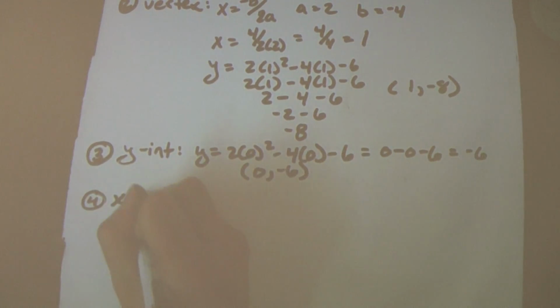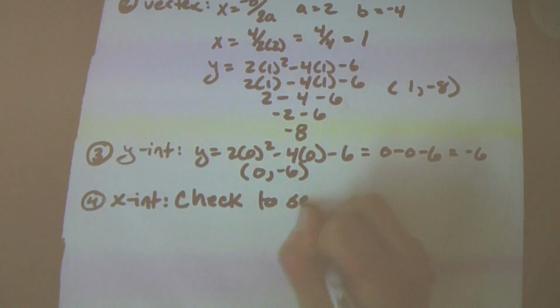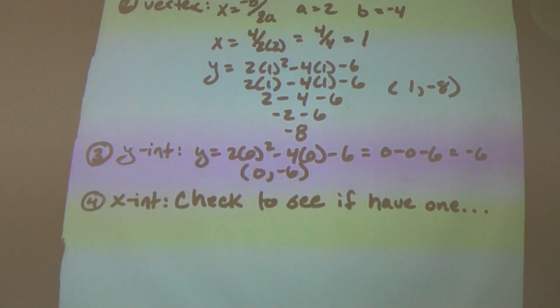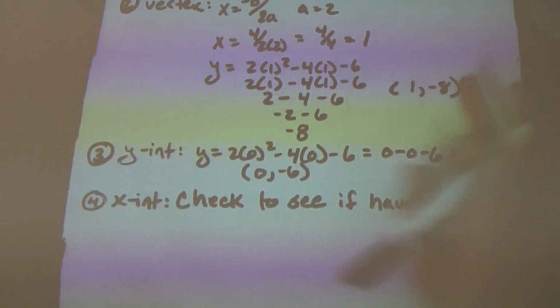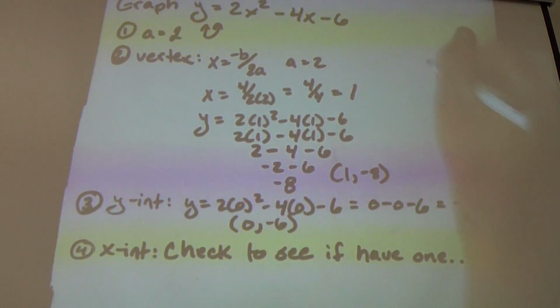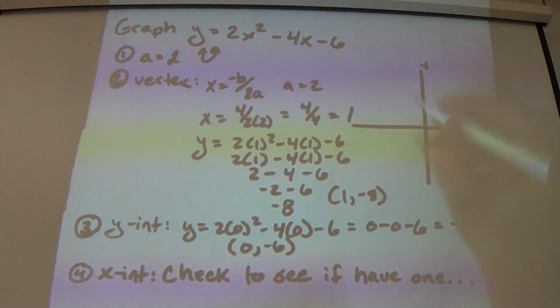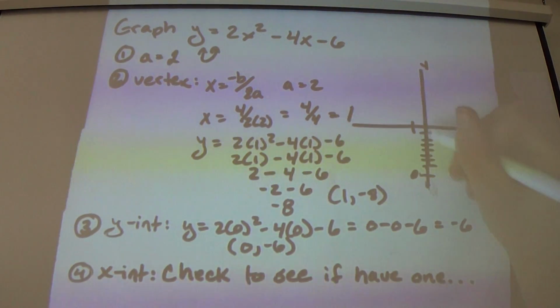Step number 4 is the x-intercept. Now on the x-intercept, you need to check to see if you even had one. So what that means is I'm going to come off to the side here and start graphing this problem out. I'm coming up here since I don't want to erase this. So we'll graph 1, negative 8. And then I have negative 6.